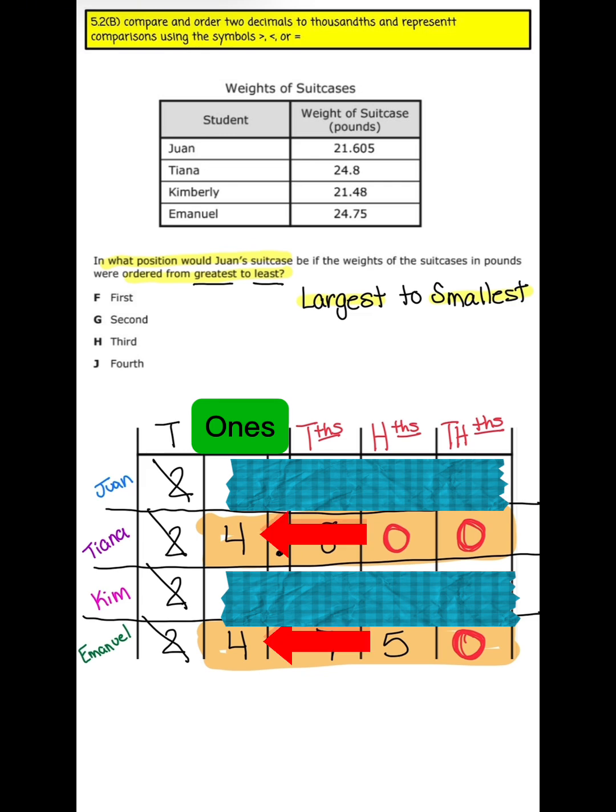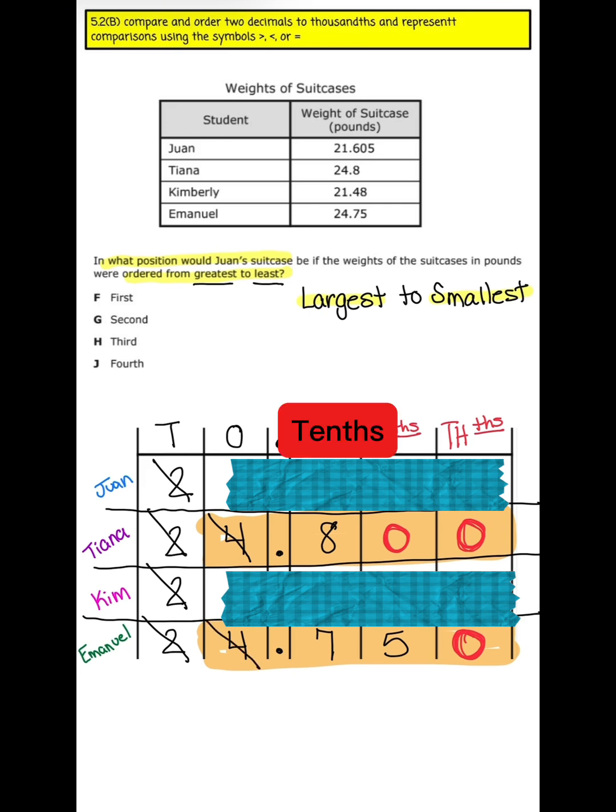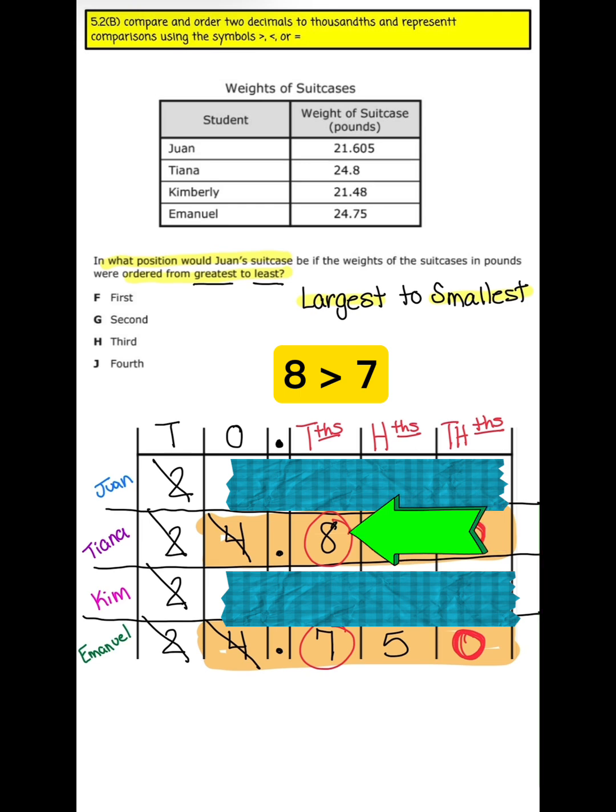Tiana and Emmanuel both have 4s in the ones place. This means the value is equal, so we're not able to tell which number is larger or smaller. So we'll cross those out and begin comparing in the tens place. In the tens place, Tiana has an 8 and Emmanuel has a 7. This makes Tiana's value greater because 8 is greater than 7. This also tells me that Tiana's suitcase is first and Emmanuel's is second.